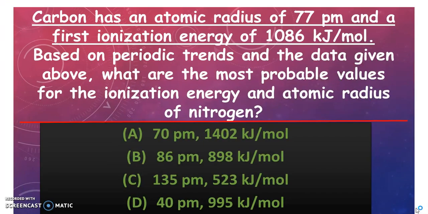Welcome back. Today we are going to discuss an AP chemistry question. The link to this question has been given in the description of the video. The question is, carbon has an atomic radius of 77 picometer and a first ionization energy of 1086 kilojoule per mole. Based on periodic trends and the data given above, what are the most probable values for the ionization energy and atomic radius of nitrogen?